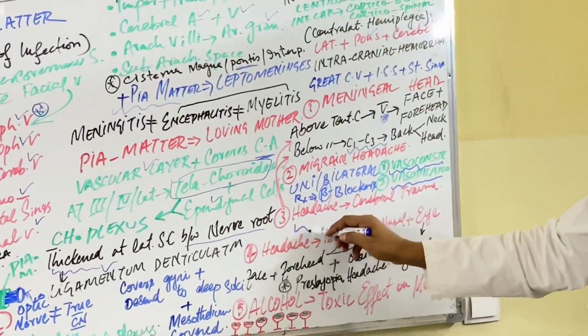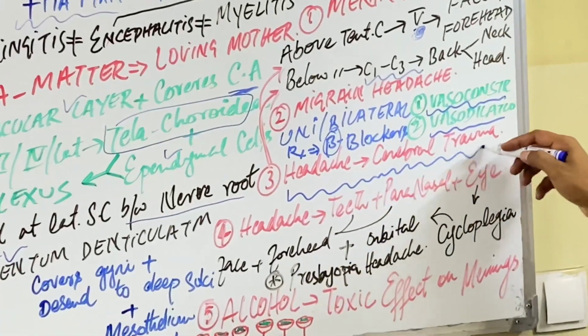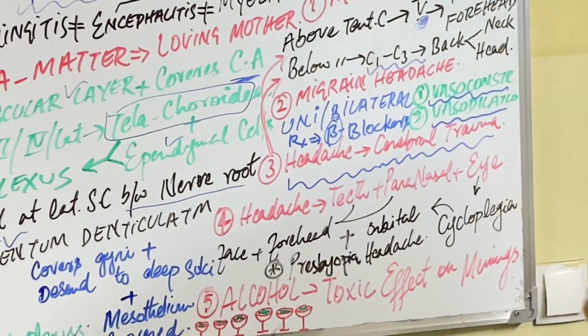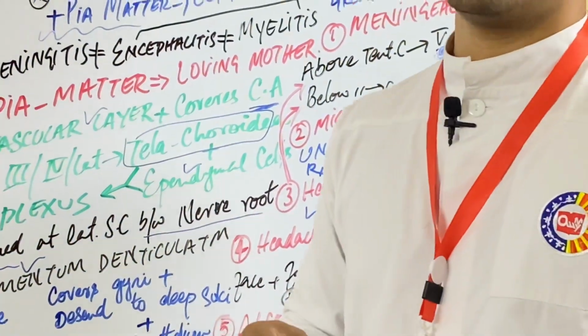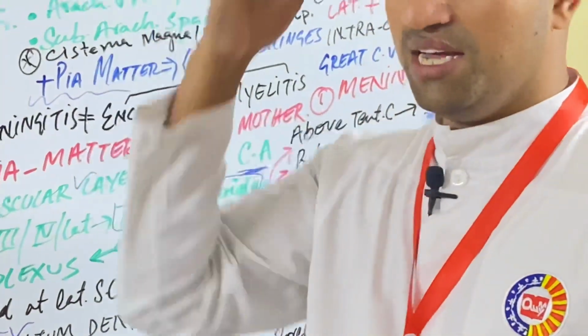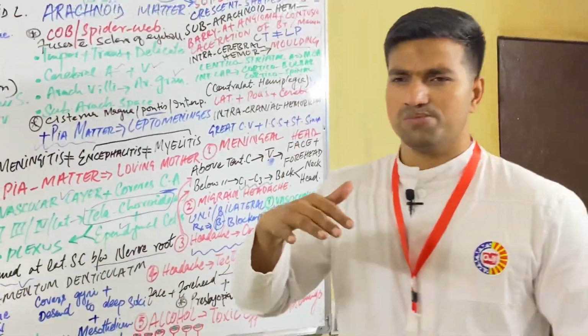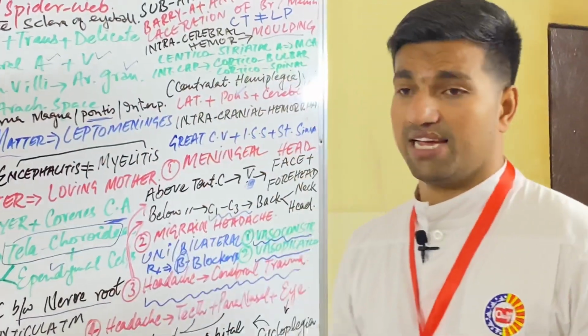Then we have headache due to cerebral trauma. Again, if there is trauma above the tentorium cerebelli, then due to trigeminal nerve involvement, the headache will be at the face and the forehead. If the cerebral trauma is below the tentorium cerebelli, then cervical nerves are involved and the headache will be at the back of the neck and head.